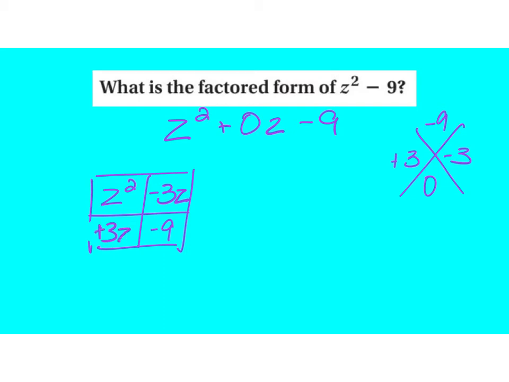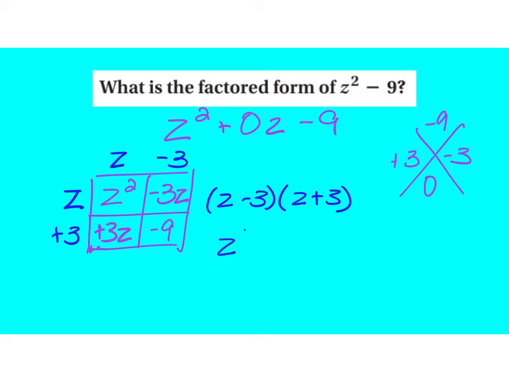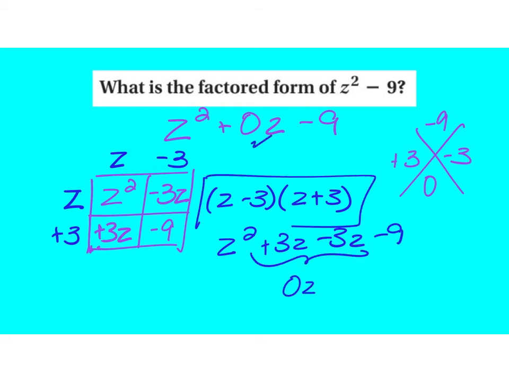So this would be a negative 3z and a positive 3z. Then I can go to my box and factor out the greatest common factors. This one would be a z and a plus 3. This one would be a z and a minus 3. When I write these out and multiply, I have z squared plus 3z minus 3z minus 9. There's that 0z that I had up here. So these two would be my binomials.